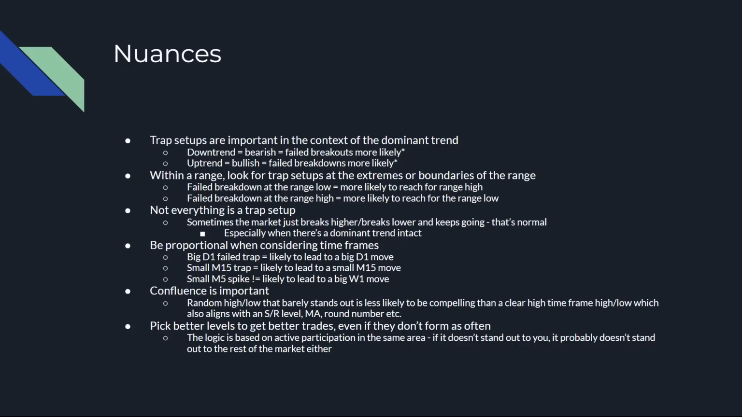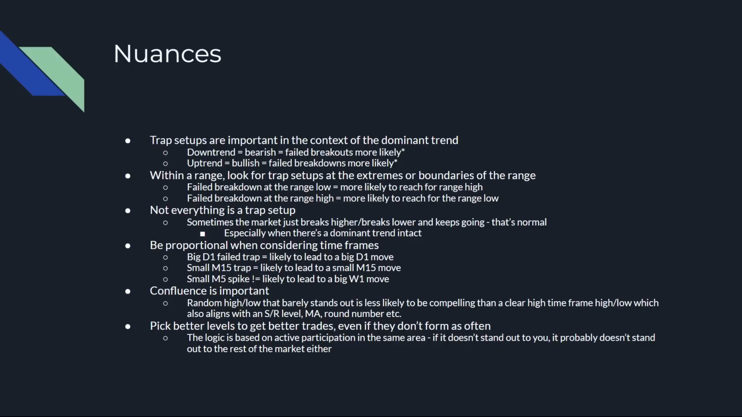I would say for this type of setup and just thinking about the market in this way, confluence is very important. A random high or low that barely stands out is less likely to be compelling than a clear high time frame high or low, which also aligns with an SR level, moving average, round number. You should be able to build a story of the market, or make it compelling as to why that inflection point is significant out of the thousands of highs and lows available when viewed through the lens of a candlestick chart.